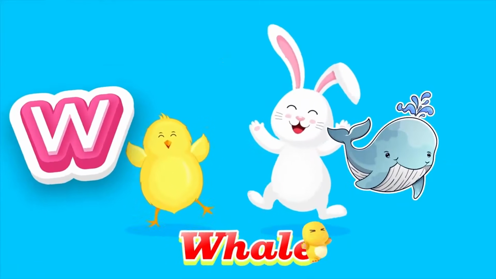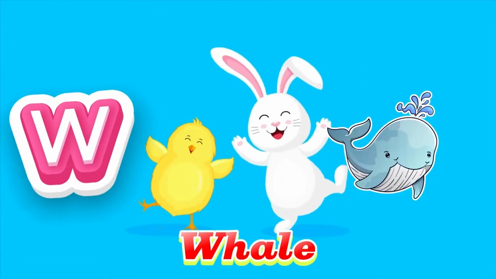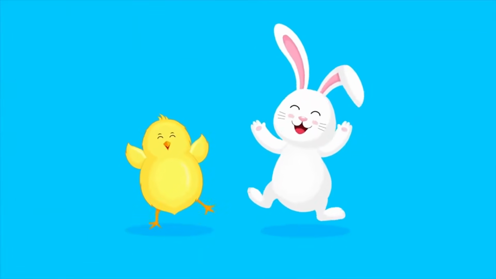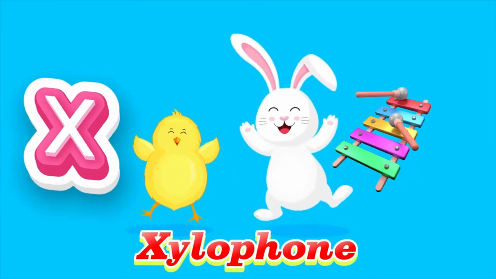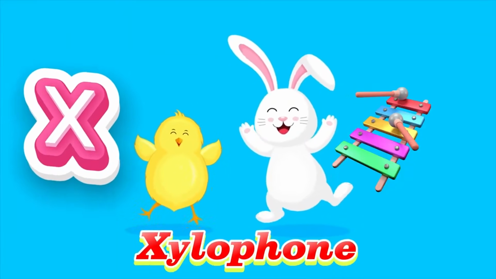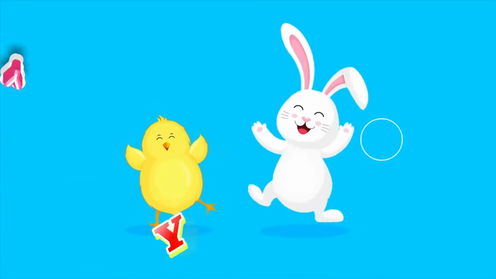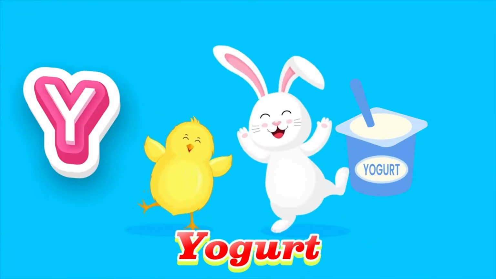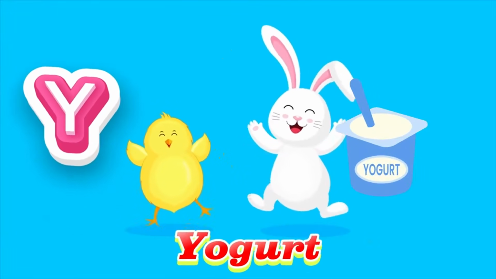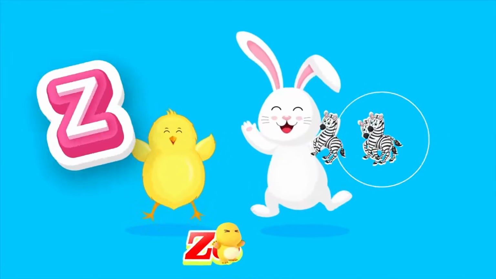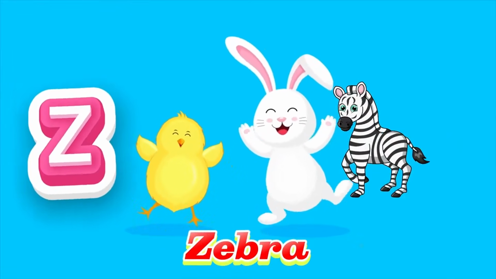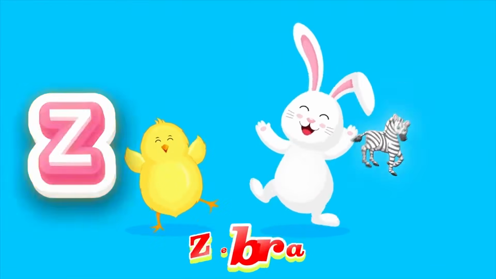W is for whale. W, W, whale. X is for xylophone. X, X, xylophone. Y is for yogurt. Y, Y, yogurt. Z is for zebra. Z, Z, zebra.